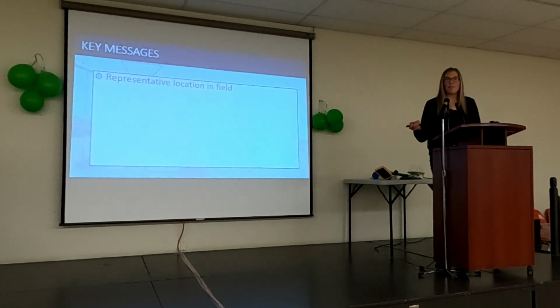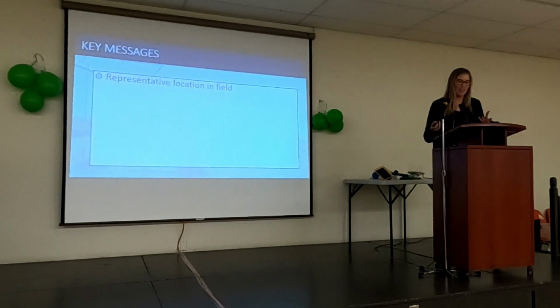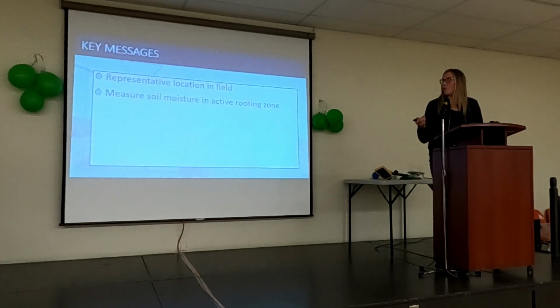So I just wanted to leave you with a few key messages about soil-based irrigation scheduling. The first thing is just that you need to measure the soil moisture in a representative location in the field, especially if you're using only one probe or one collection point, which I'm thinking is probably the most realistic method, right? And it's also to make sure you're measuring soil moisture in that active rooting zone, because it is a moving target throughout the field season, so it's just making sure that you're accounting for that as you're scheduling depth.